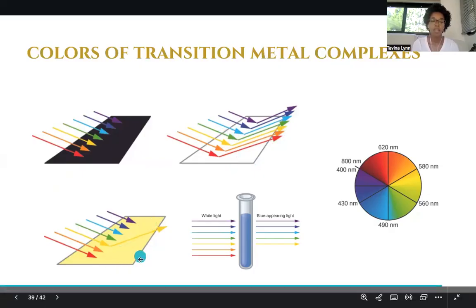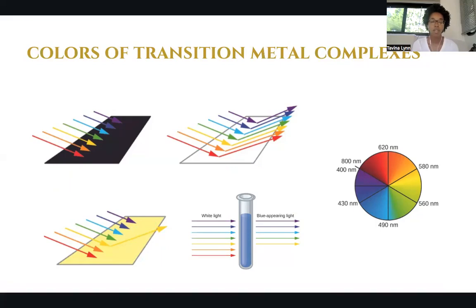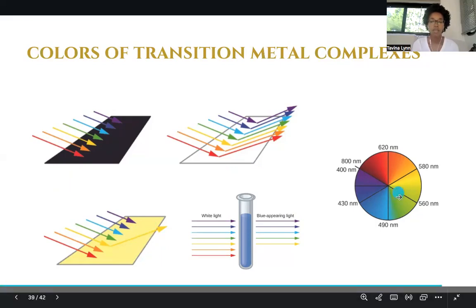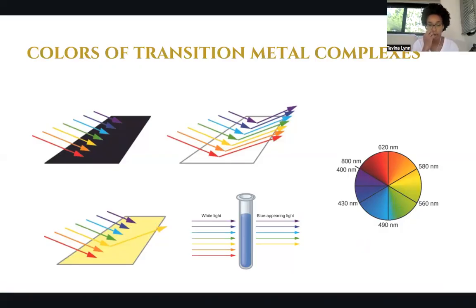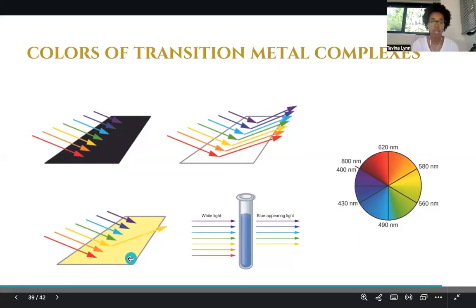And the color that we see just means that all the other colors within the visible light region were absorbed and only one color is reflected. So in this example, we have this yellow sheet. It looks yellow in color, so yellow is the only color that is reflected. All other colors are absorbed.